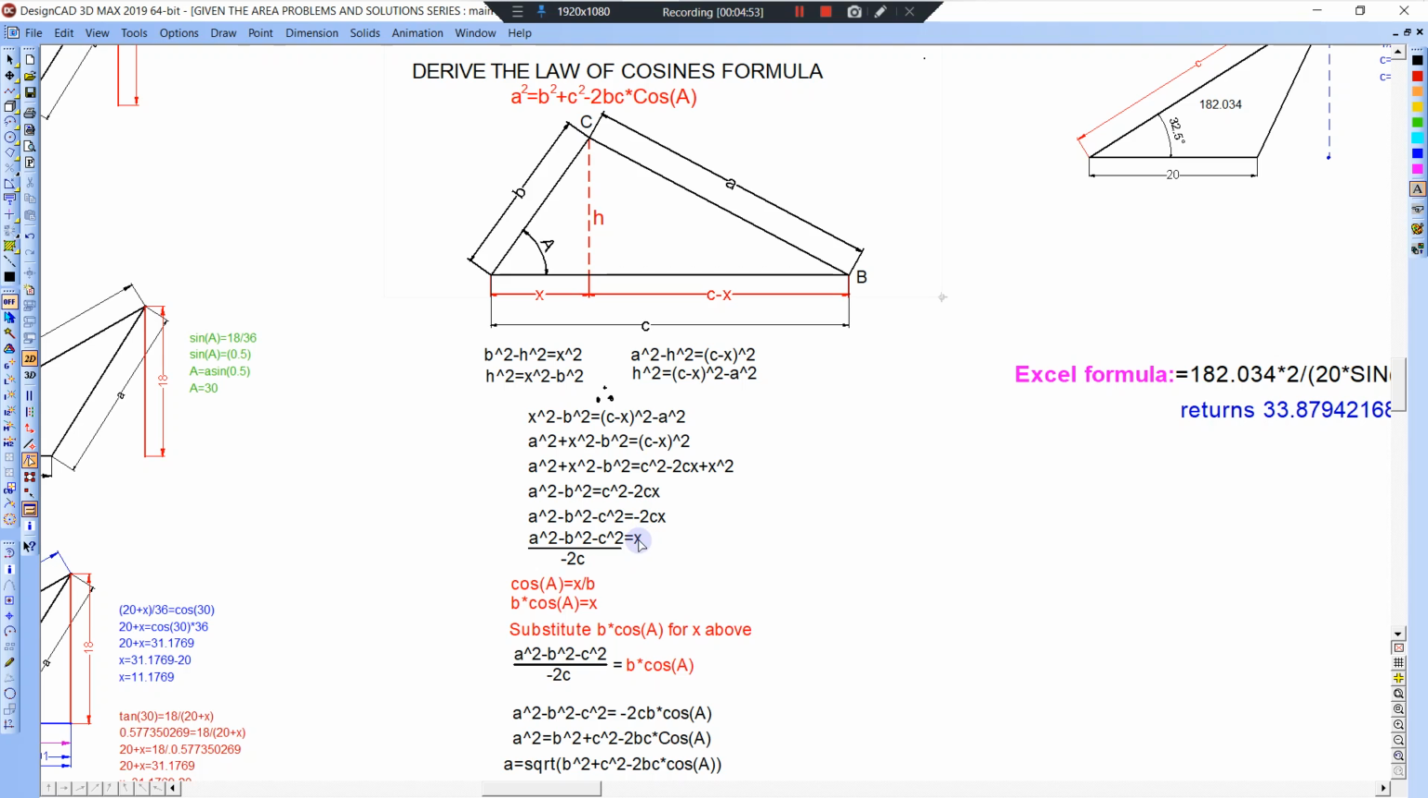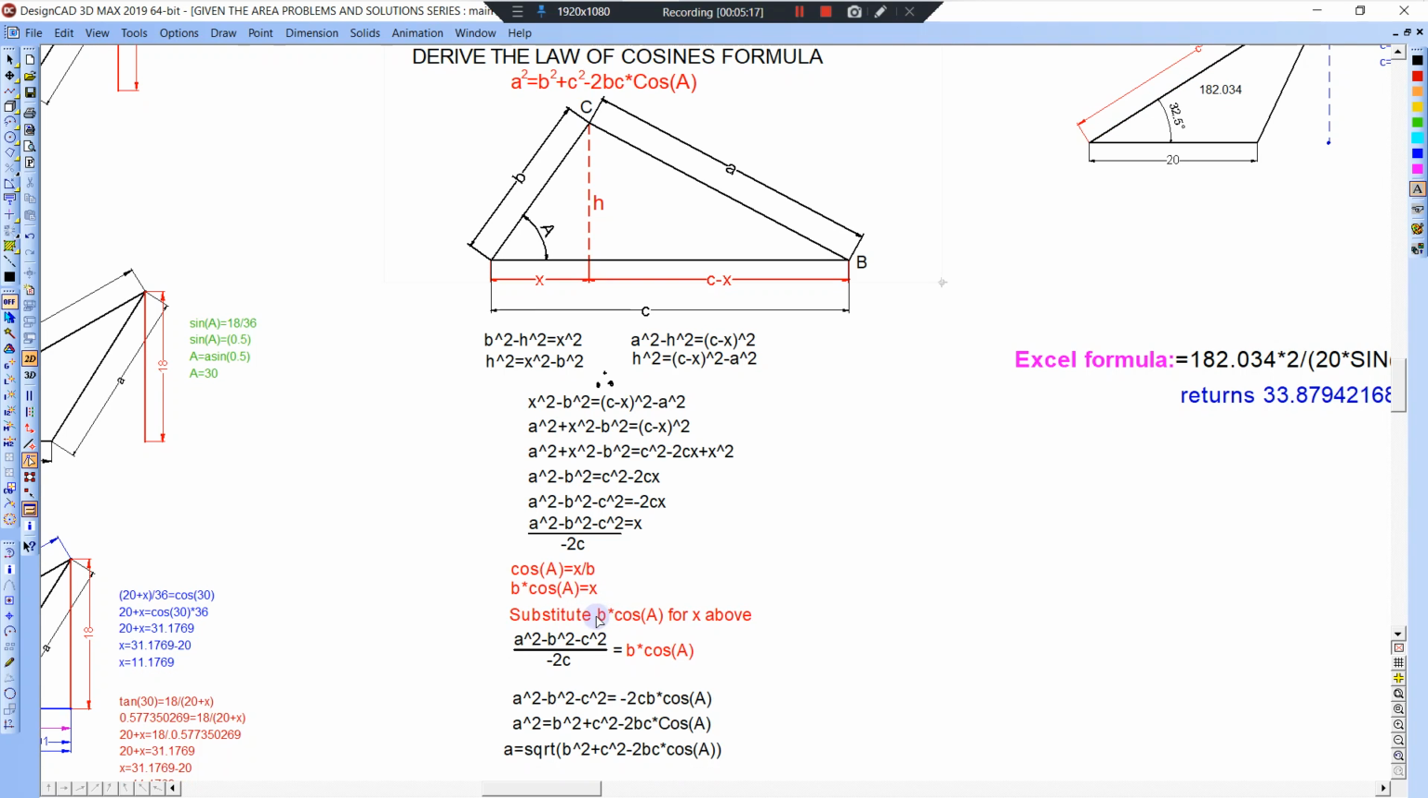So where the law of cosines comes in, where it's derived from, is we have x, right? All this equals x. So what we can say is the cosine of a is equal to x over b. So I've done that here. Cosine of a is equal to x over b. So we can get x by itself by multiplying both sides by b. We end up with b times the cosine of a is equal to x. And there we go with the substitution. So we can substitute b times the cosine of a for x right there. And we end up with all of this is equal to b times the cosine of a.